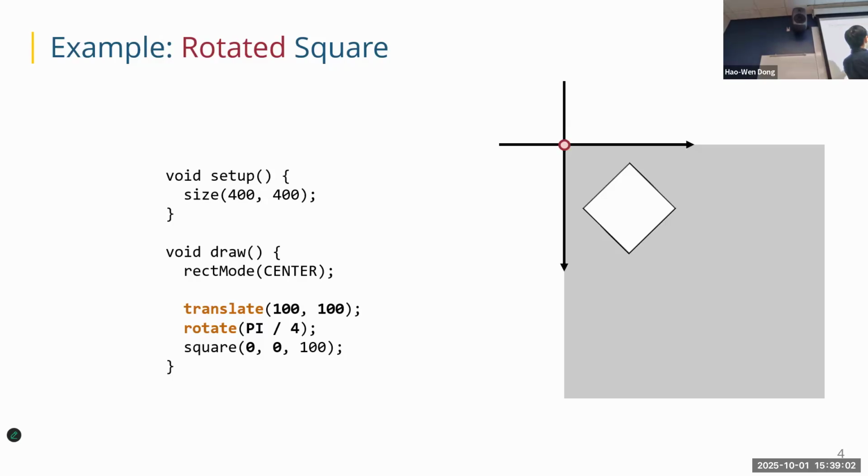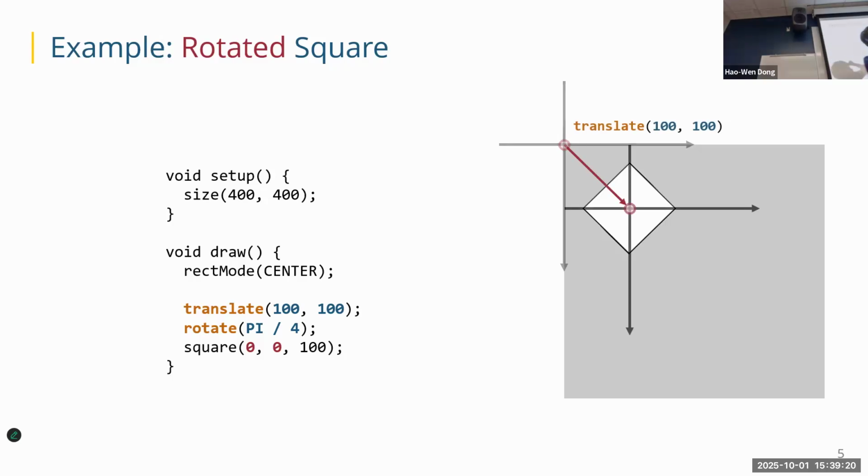So you change rectangle mode to center, and you do translate, you do rotate, and then you just throw a square at 0, 0. So what happened here is that you have the original axis. Now you do translate 100, 100. What will happen is that this axis will move to the new point where you translate it, 100, 100. So now it will move to the right bottom part.